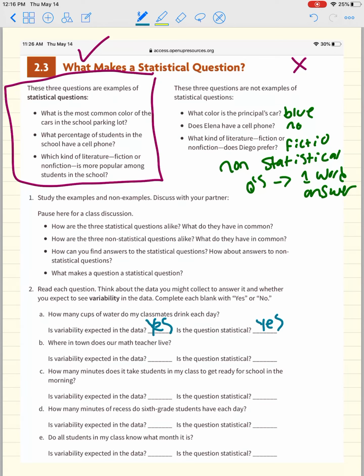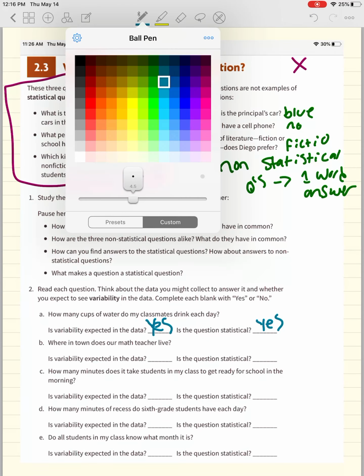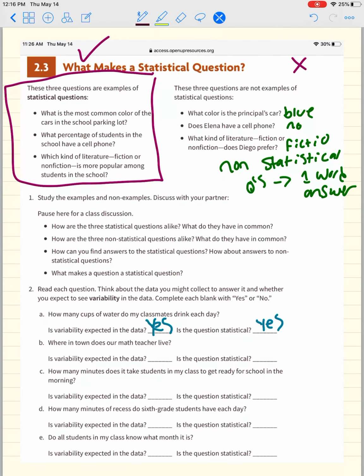Okay, where in town does our math teacher live? Okay, well, I'm your math teacher, and I live in Santa Barbara. So I just gave you that answer. So there is no variability, right? I only live in that one place. And it is not a statistical question because it's just a one word answer. You can't graph that.